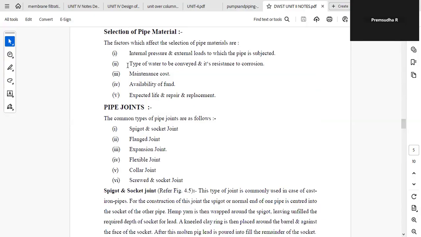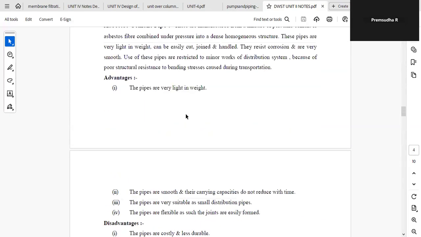Okay. What are the factors to be considered in selection of pipe? First one is internal pressure and external loads to which the pipe is subjected. Then type of water to be conveyed, and its resistance to corrosion. Then maintenance cost, availability of funds, expected life, repair and replacement. So with this I stop.